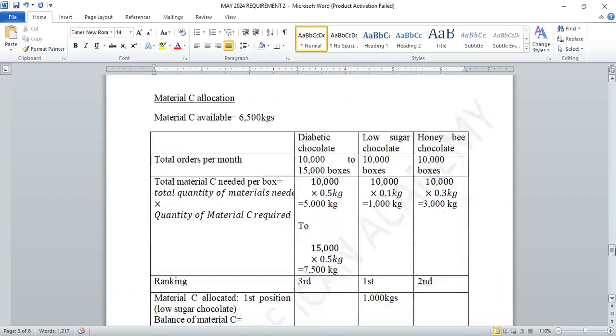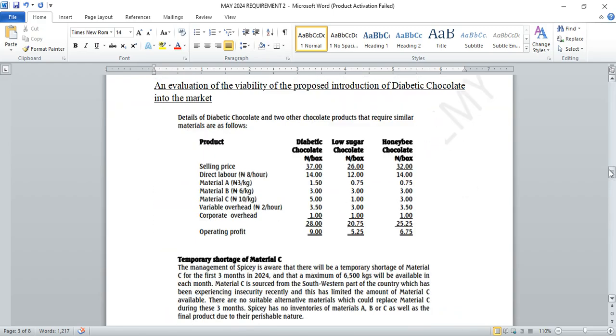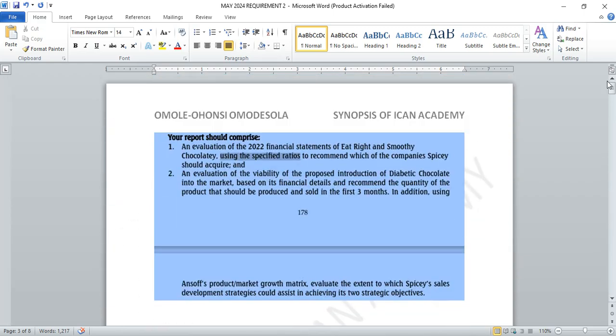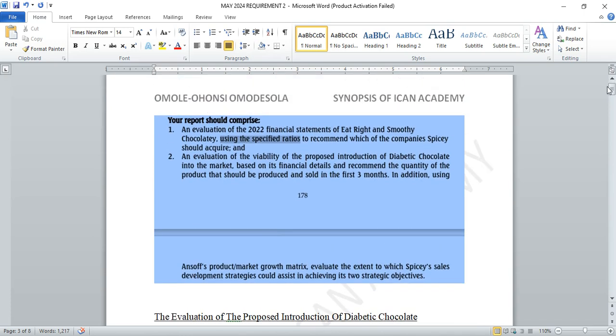So this is basically all that we're talking about in Requirement 2 of the ICAN May 2024 syllabus. This is all that we'll be doing in today's class. This is where we'll stop the video. We've been able to successfully look at the Pristine and unseen case, Requirement 1, and now Requirement 2.